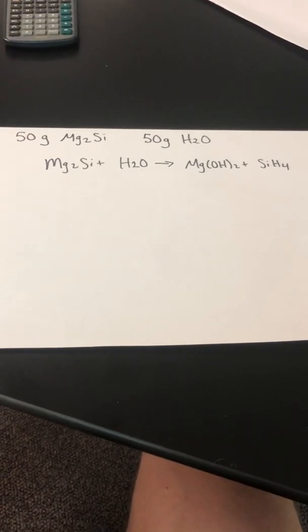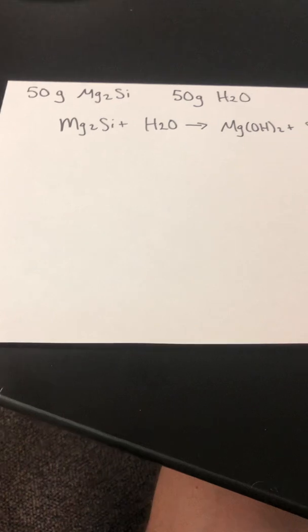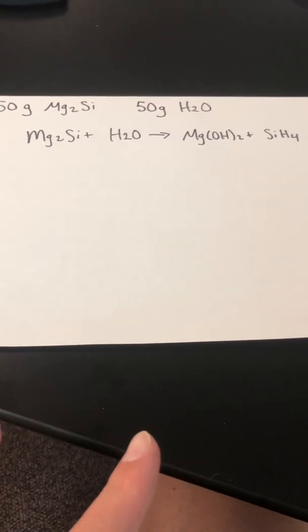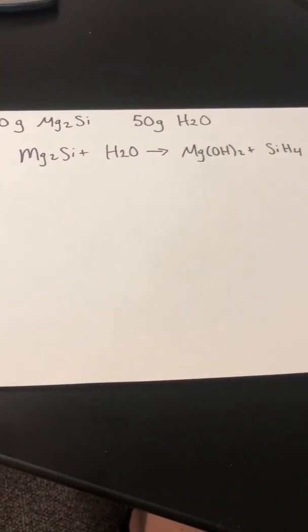All right, the question I'm trying to answer is which reactant is limiting and which is excess if I have 50 grams of my Mg2Si and 50 grams of water in a double displacement reaction. So the first step we need to do is balance our equation. The equation's unbalanced right now.